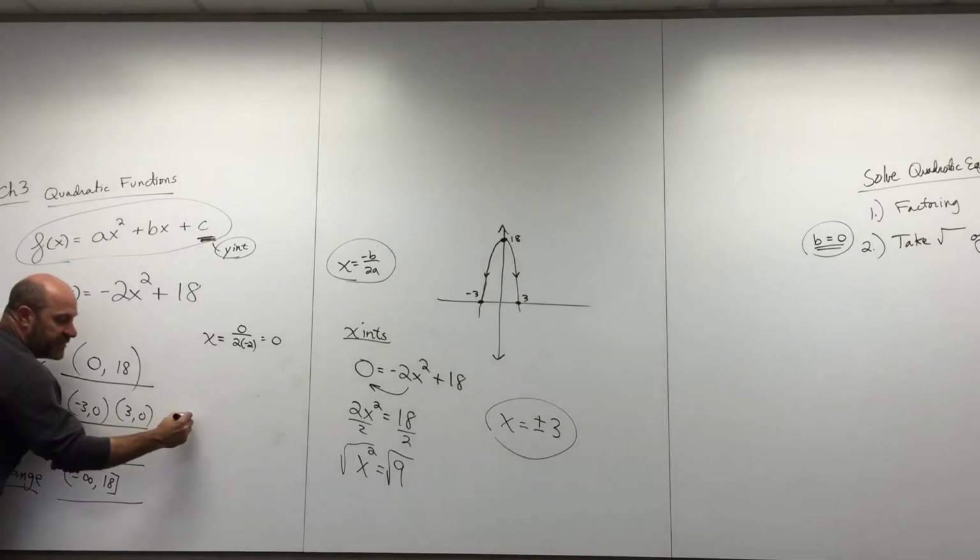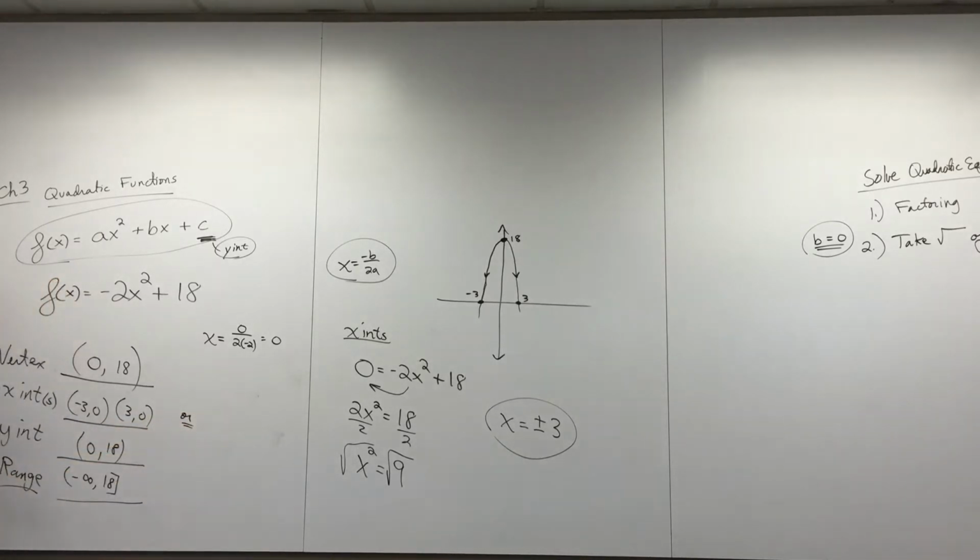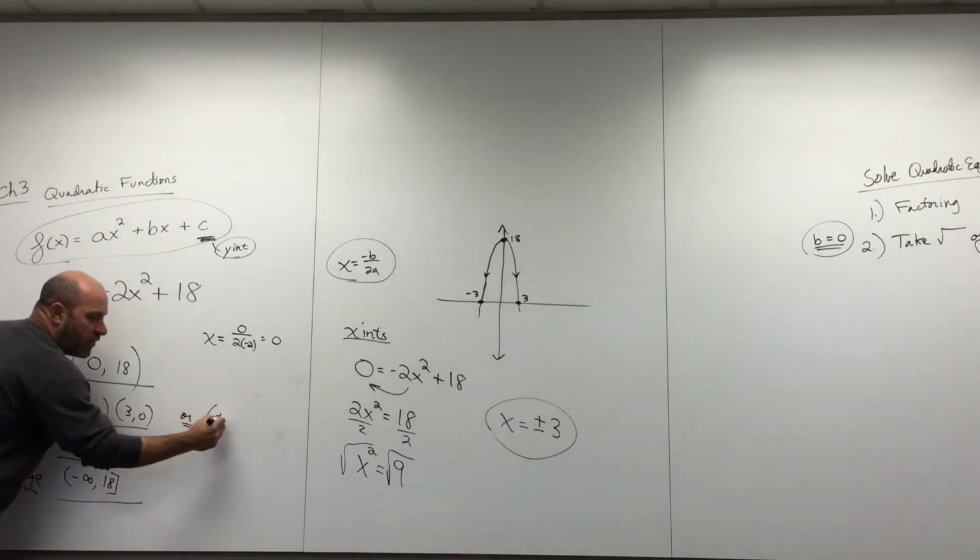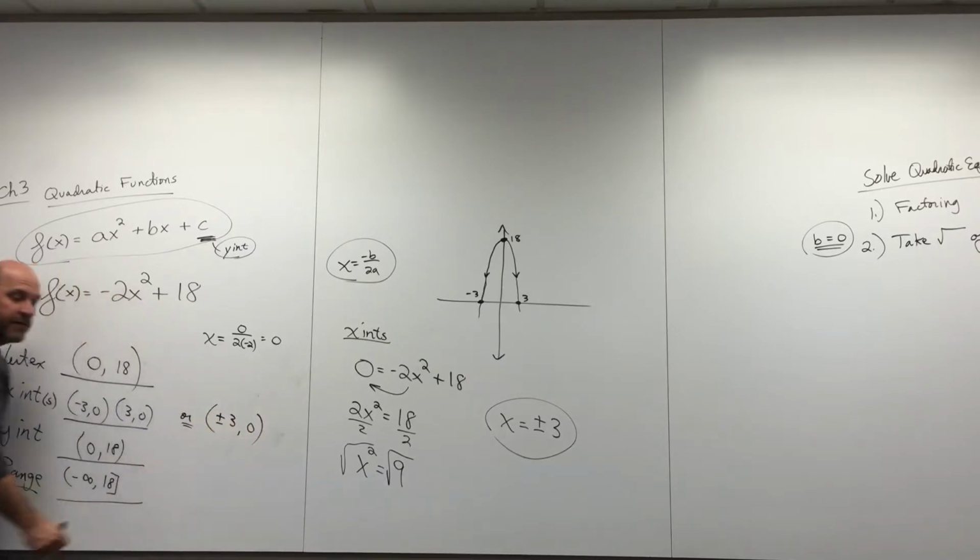Somebody wanted to be smart and write a little less. Is it okay if they wrote plus and minus 3, comma 0? I think that's clear. I think I know what you mean. If you know what you mean, I think I know what you mean. There's 2 x-intercepts. You just wrote them together.